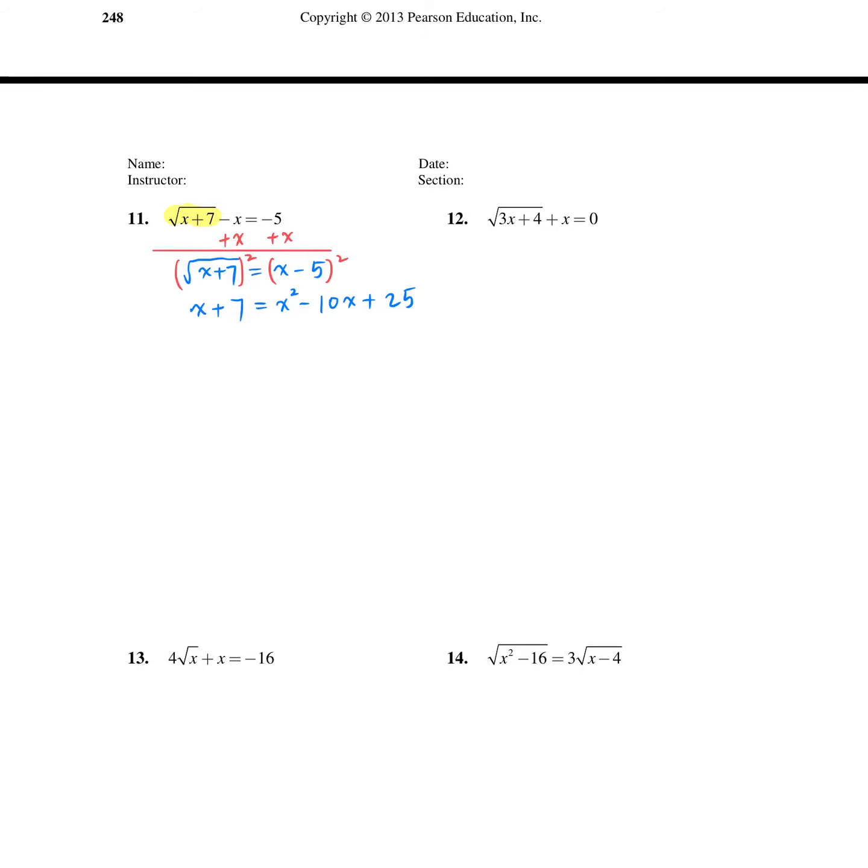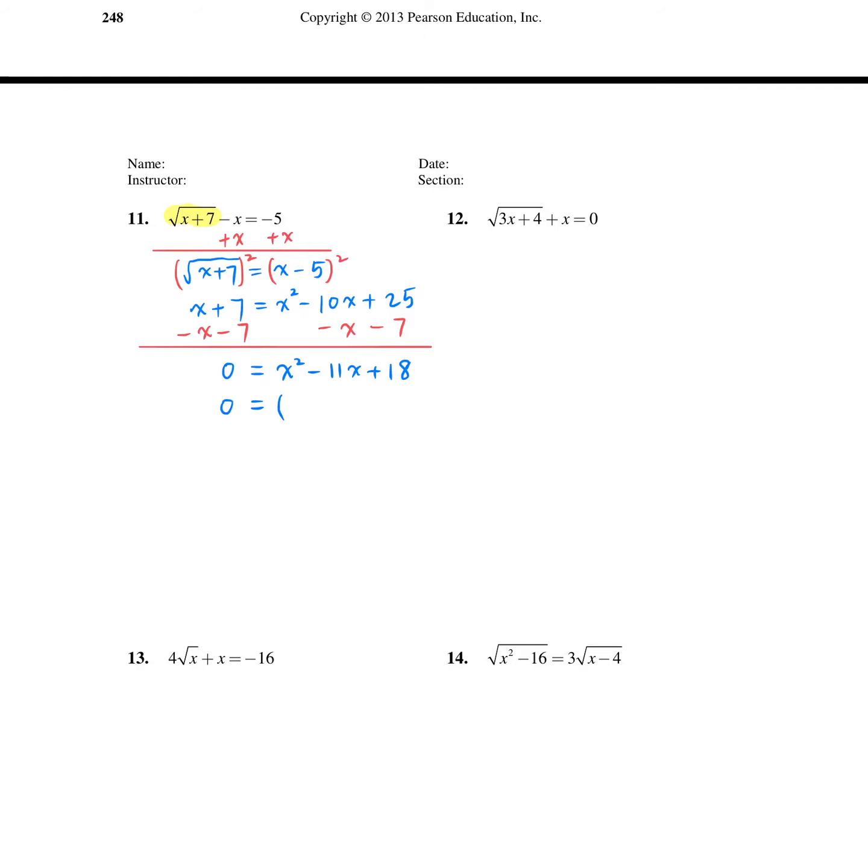To solve a quadratic equation, you need to move everything to one side of the equation, 0 on the other side. The x squared has a positive coefficient on the right hand side, so I'm going to move both x and 7 to the other side by performing inverse operations. And that will give us 0 on the left hand side, x squared minus 11x plus 18 on the right hand side. This quadratic equation can be solved using factoring very easily.